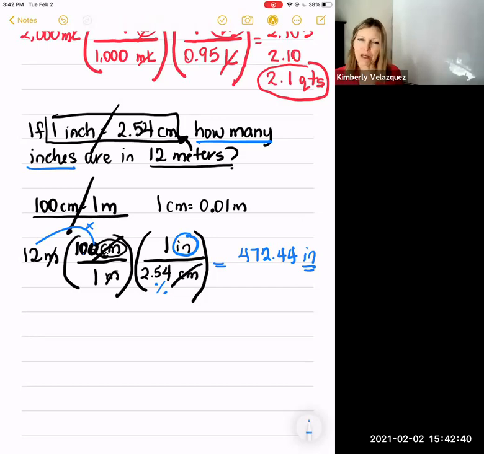I will also post the key, but I encourage you, work the problem first and then look at the key only to see if you got it right. Don't use the key to study because you won't learn as well that way. Okay, thanks.